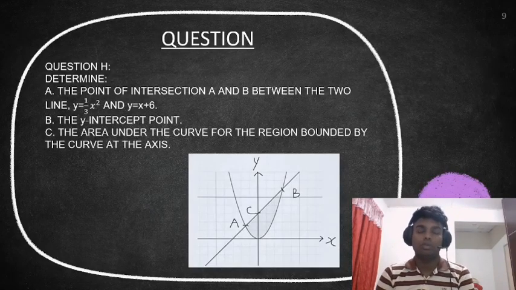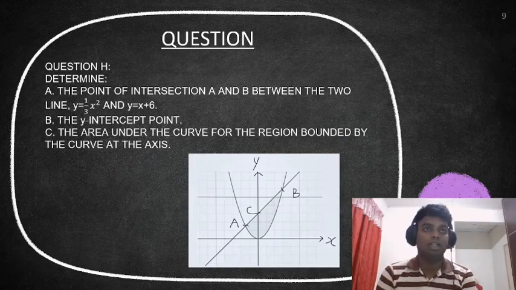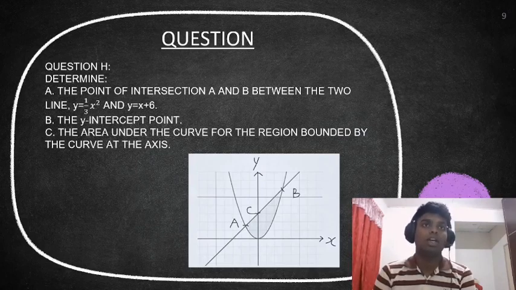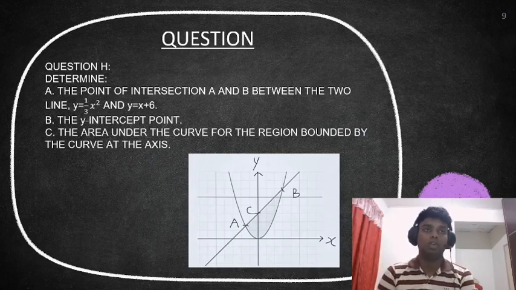I'm going to talk about the question which was given to us, which is a question of integration about the points of intersection A and B between the two lines y equals 1 over 3 x squared and y equals x plus 6. So I will be explaining question A. B and C, Wong Jing Hong will explain.